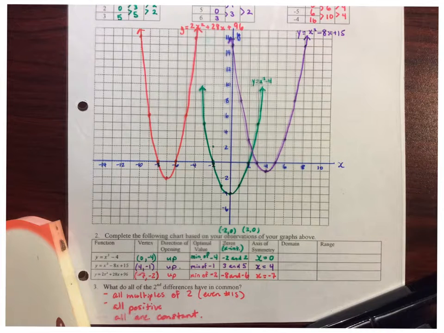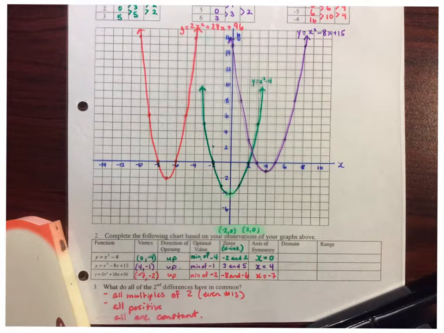Next, I then listed my key characteristics. So my first graph, the green one, had a vertex down here at (0, -4), it's opening up. It has a minimum value of -4 because it reaches as low as -4 on the y and then turns around and goes back up. There are two x-intercepts altogether. One is at -2 and one is at +2. Or you could write them as ordered pairs like I did here, (-2, 0) and (2, 0).